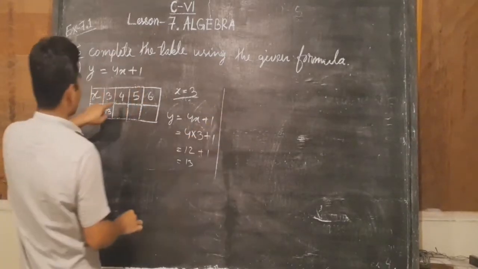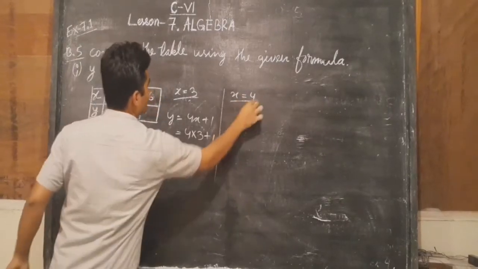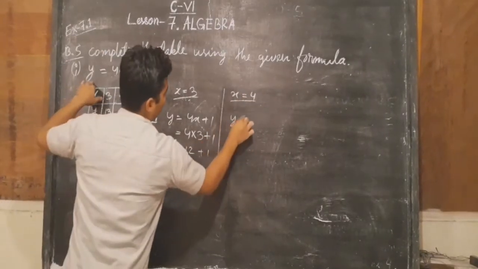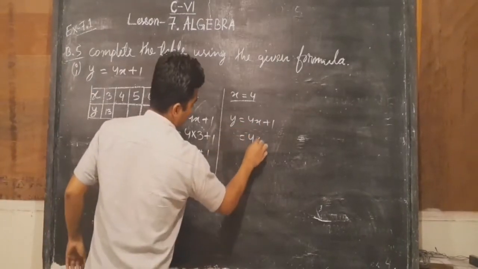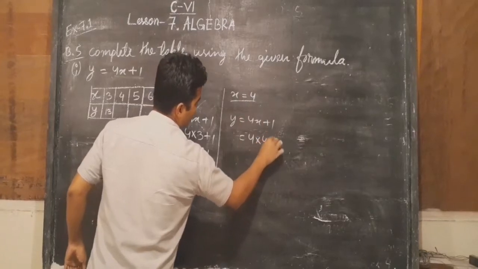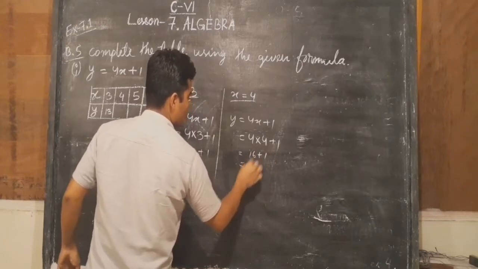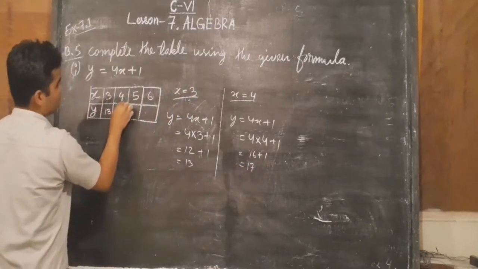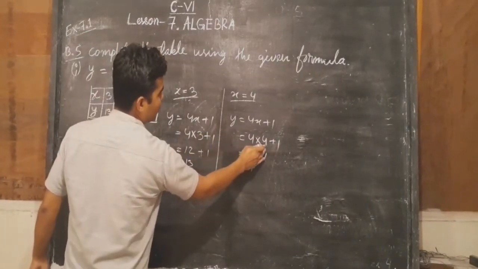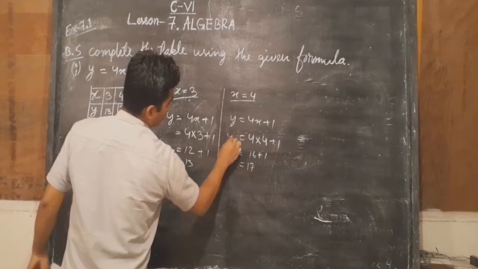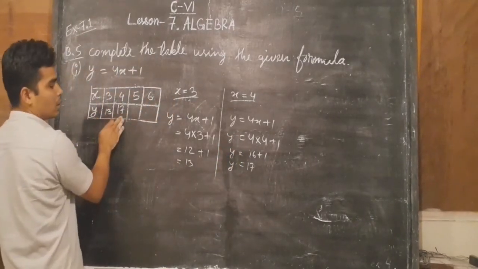Again, the second value of x is x equal to 4. So again I will write the formula here, 4x plus 1. Now I will put the x value again in this formula. What is x now? 4 into 4 plus 1. What will I get? 4 fours are 16 plus 1, that will be 17. So what is the next value of y? It is 17. You can see when I put x value 4, then I got the y value. You can write here y equal to 17.